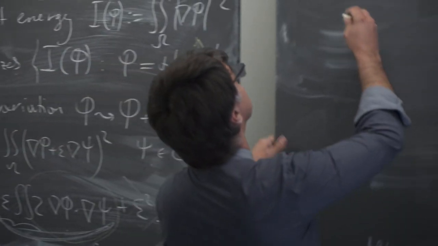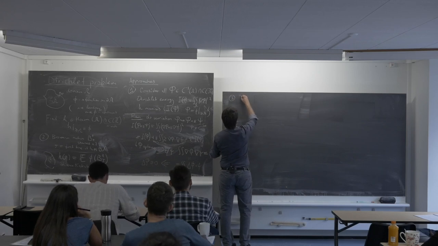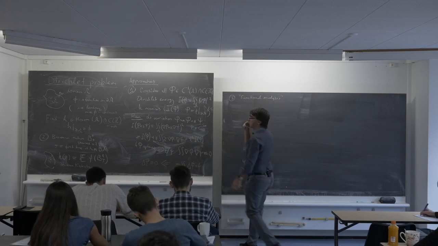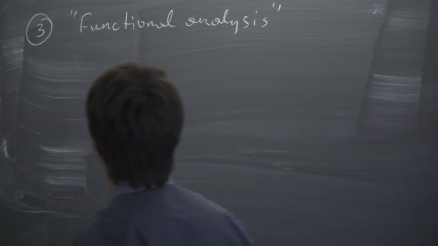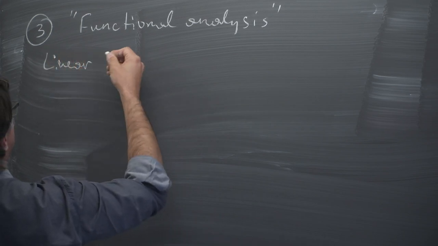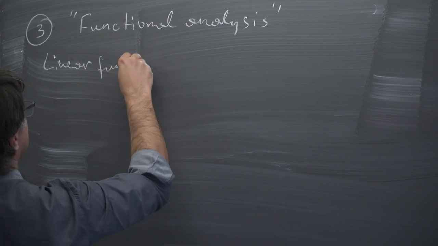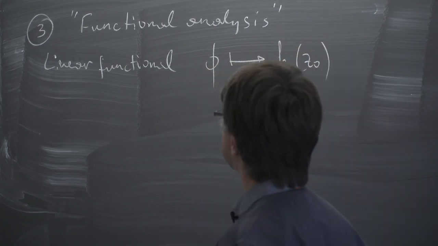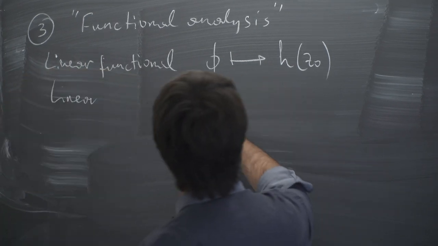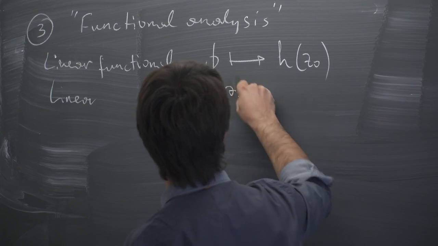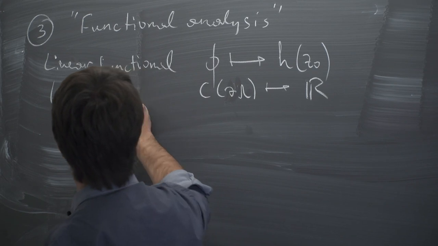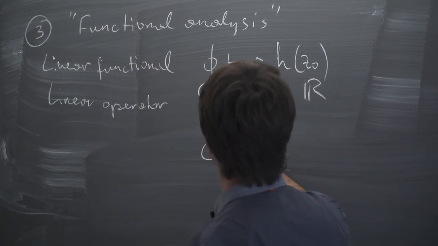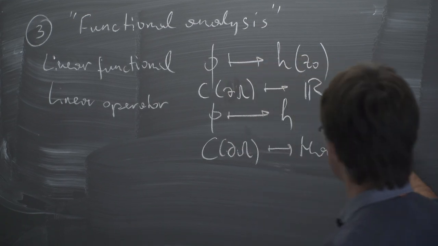The third point is an abstract. It's kind of a functional analysis approach. So you will have a linear operator or linear functional, which given boundary values phi gives you h at point z0. Or if you want linear operator, so it's linear functional from functions, say continuous functions on the boundary of omega to real numbers. Or a linear operator from phi to function h, so it's from continuous function on boundary omega to the harmonic functions in the domain omega.